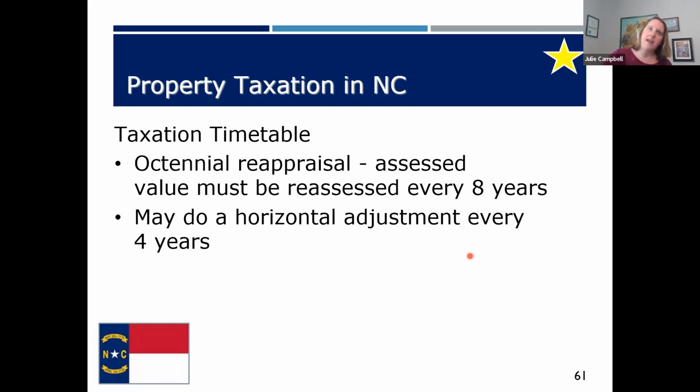North Carolina and cities and counties within also have the option of doing a horizontal adjustment every 4 years. A horizontal adjustment is just a one and done across the board. Everybody in this county is going to have a tax and assessed increase of 5% or 3% or whatever they decide. They're not coming in and assessing. They're just doing a horizontal tax assessment adjustment. So they reassess it every 8 years. We're doing a horizontal adjustment, possibly every 4.